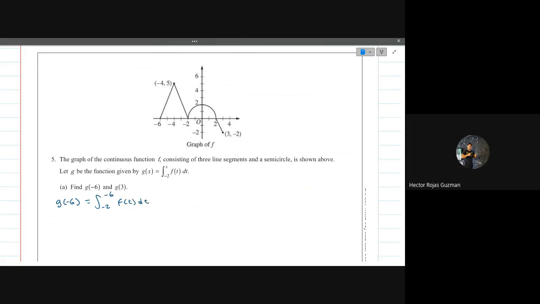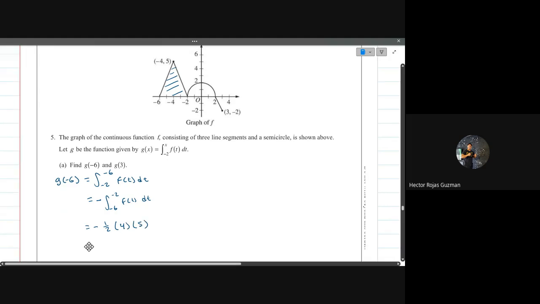Now, when you do an integral, you're supposed to go from smallest to greatest. So we're going to flip it. Now we're looking for the area from negative 6 to negative 2. That right there is a triangle. So the area is negative 1/2 base times height. The base is 4, and the height is 5. So that's going to be negative 2 times 5, negative 10.